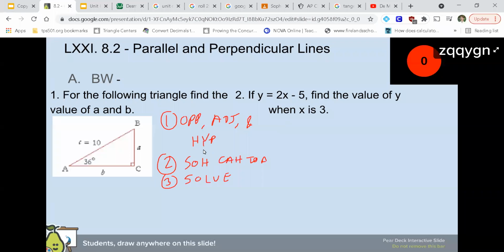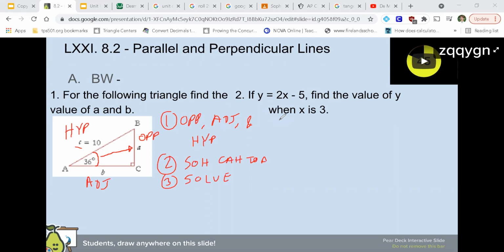All right, let's go over the bell work. So for my angle right here, if I want to label this right triangle off that angle, side A here, is that the opposite, adjacent, or hypotenuse? But first, labels. This is opposite. What is C? Hypotenuse. B is our adjacent side.